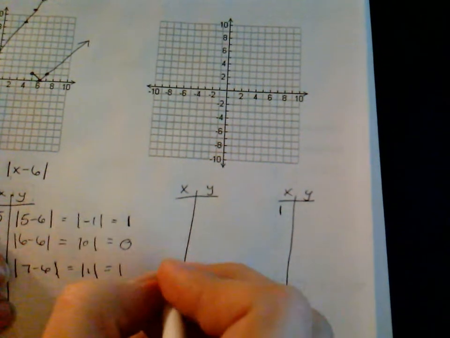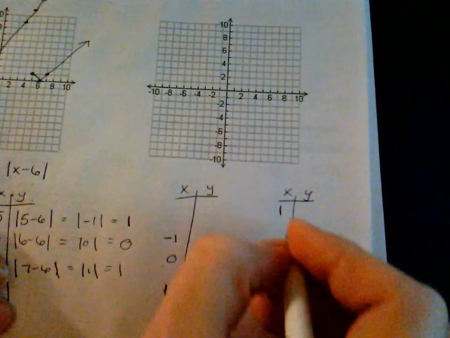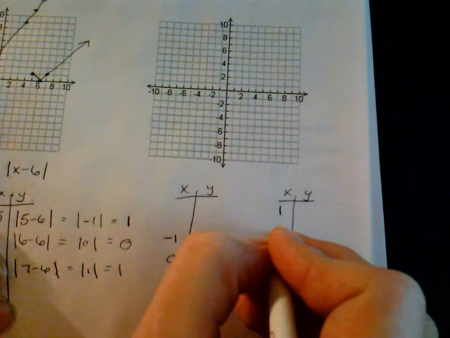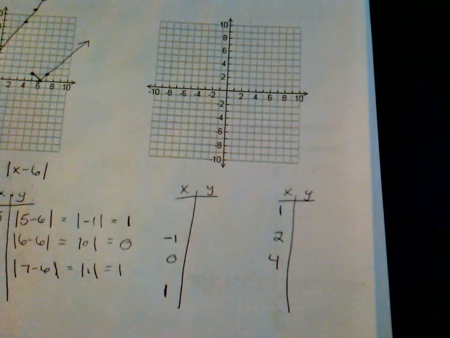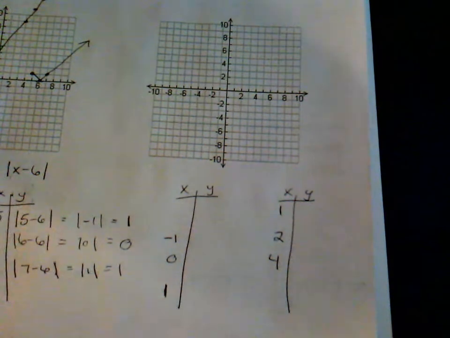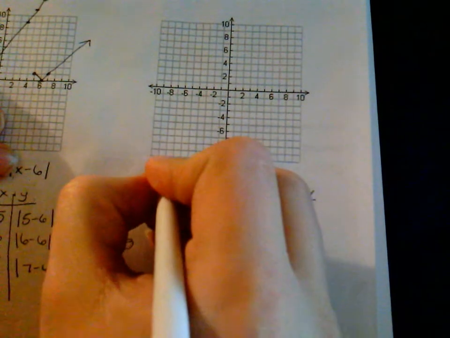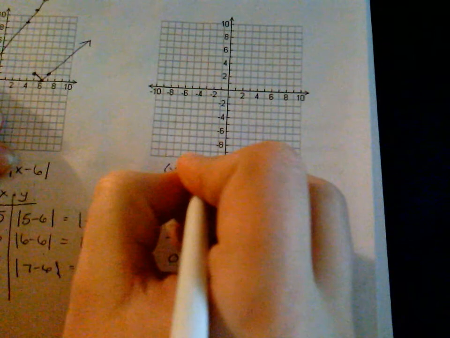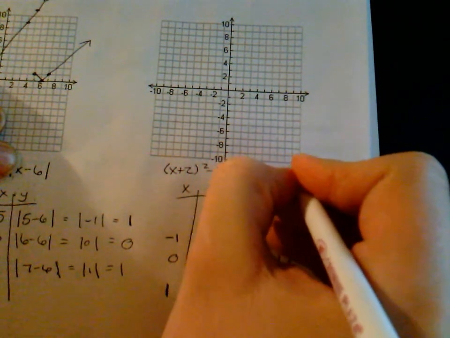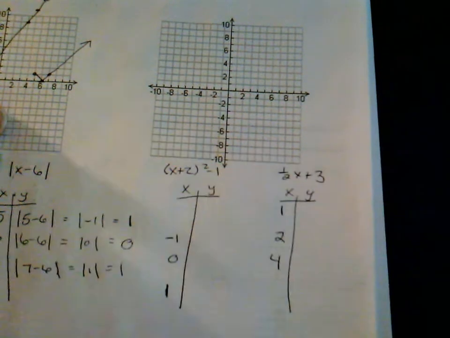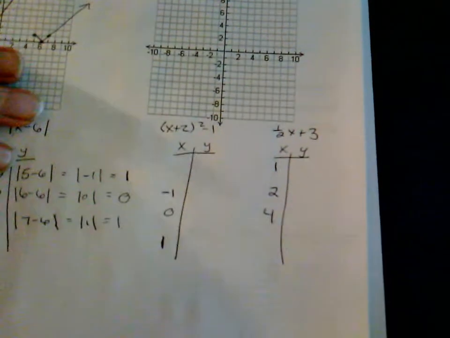I'm going to have two numbers below, two numbers above. I'm going to choose 2 and 4, and I'll show you why here in a sec. Just going to make it easier. Alright, first equation is x plus 2 squared minus 1. Second equation is 1/2 x plus 3. So now let's just plug this stuff in.